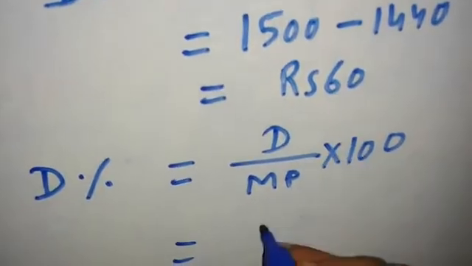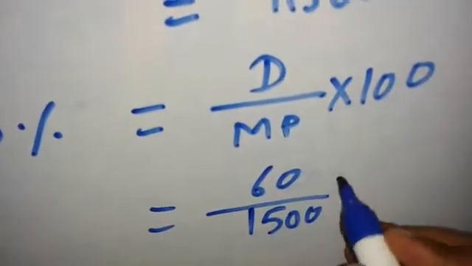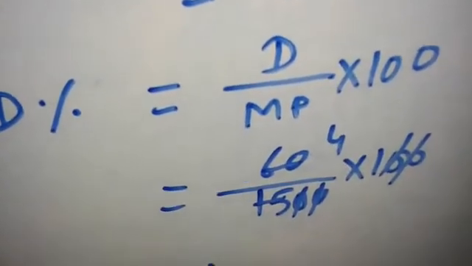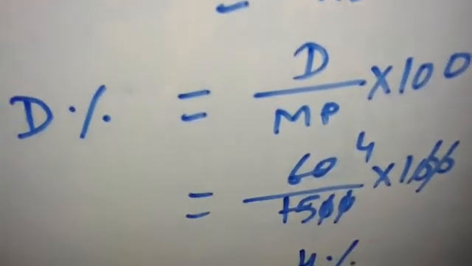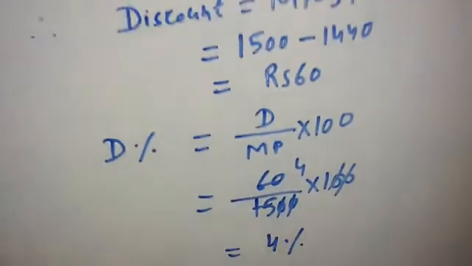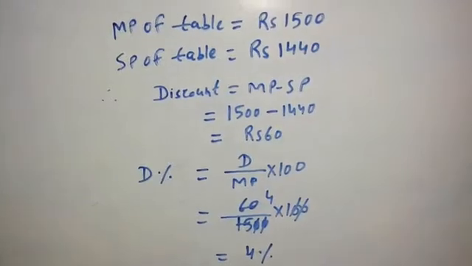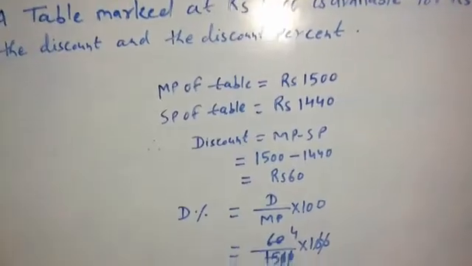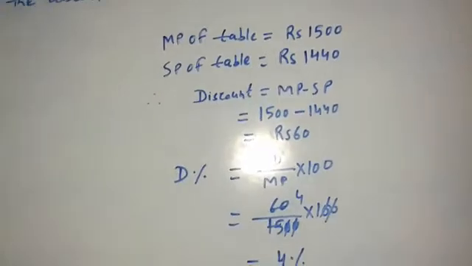That means discount is rupees 60 and MP is 1500. Then 60 by 1500 into 100. These two zeros cancel and this is cancellation by 4. Then this is 4%. So the discount percentage is 4% and the discount is rupees 60. Understood? So in this way we solve the question when the marked price and the selling price are given.